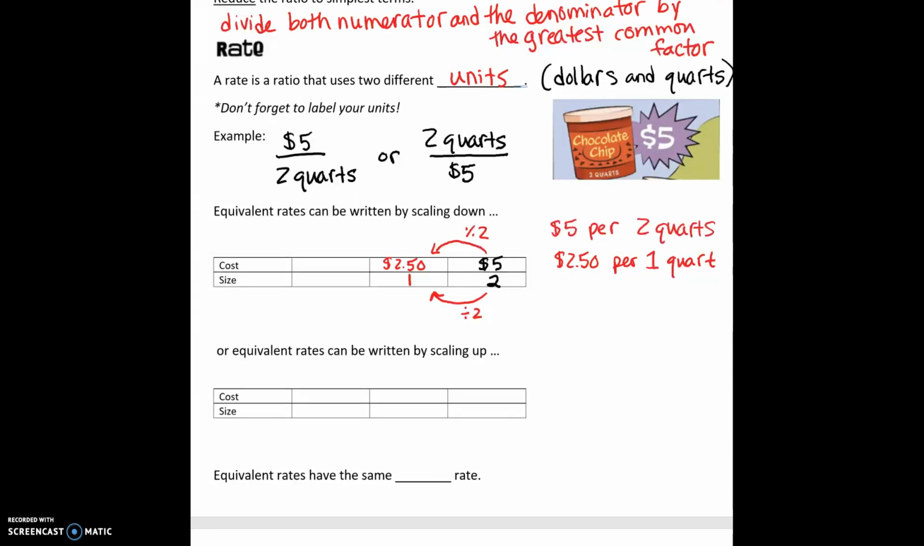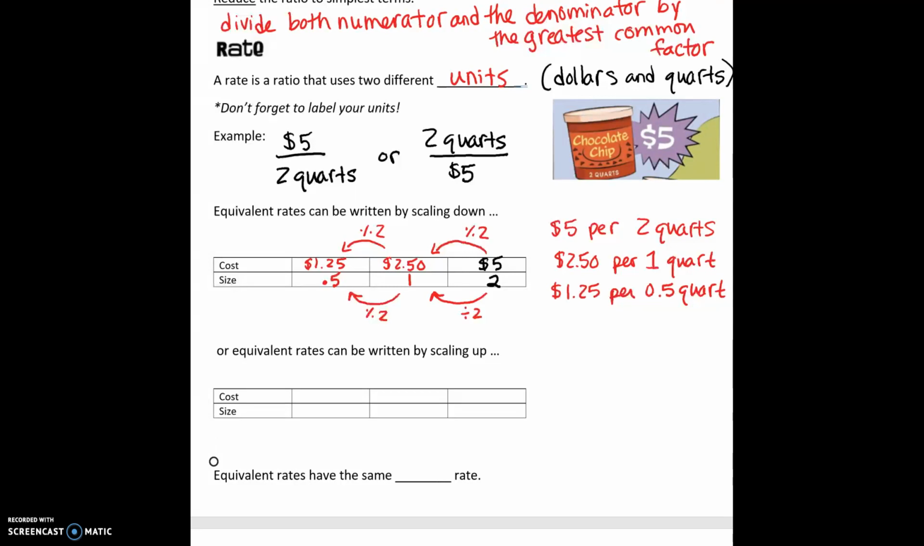And again, if I want to scale this down again, I could divide this again in half. Half of 1 is simply a half. So I could have 0.5 quarts. And then half of $2.50 would be $1.25. So I could write this rate as $1.25 per 0.5 or half of a quart. All of those are equivalent rates.